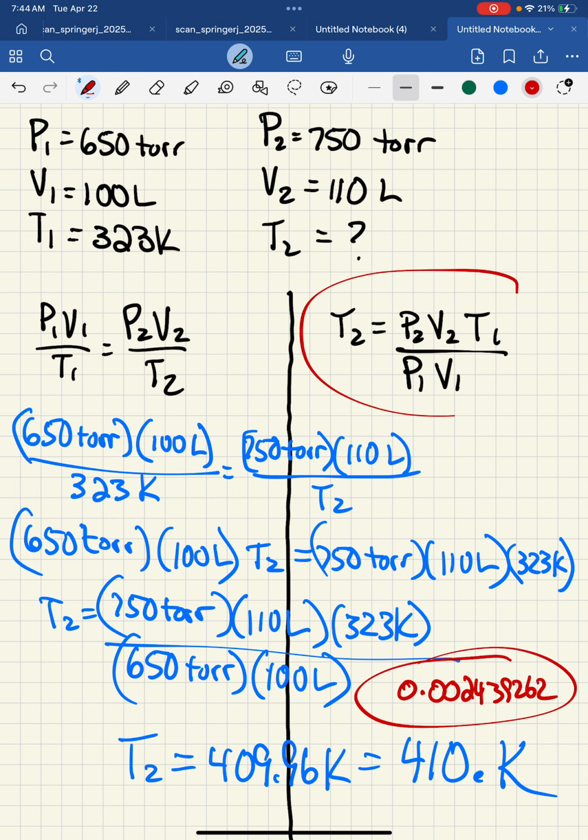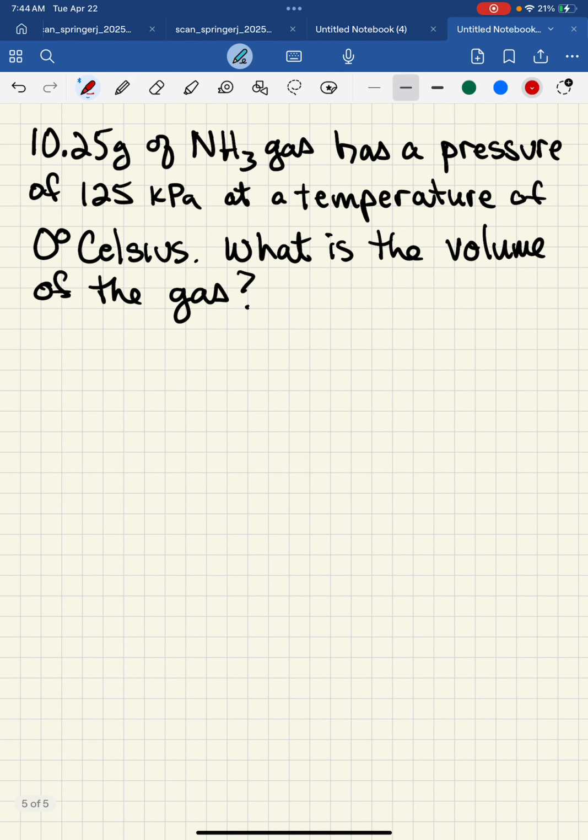I will not plug into this one and solve it. If you want to do that yourself, just to see if you like it better that way, you should get the same answer, 410 Kelvin. All right, let's move on to the next problem.